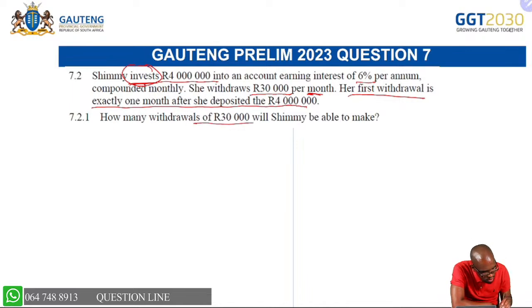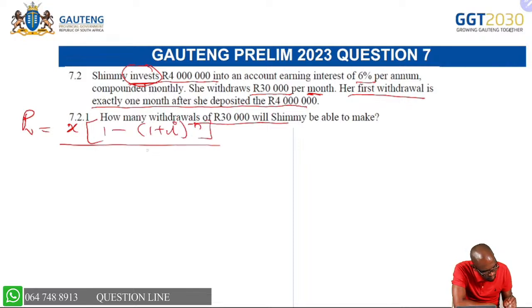So how many withdrawals can Shimi make? We want to know how many withdrawals of 30,000 that Shimi can make. So we are using PV, that is the present value. It's X into 1 minus (1 plus i) to the negative n, over i. So that is the formula that we are using. The present value, the loan amount that Shimi gave to the bank, is 4 million.